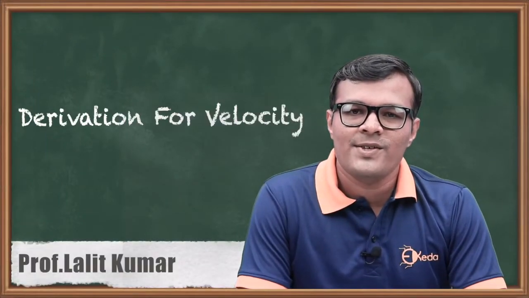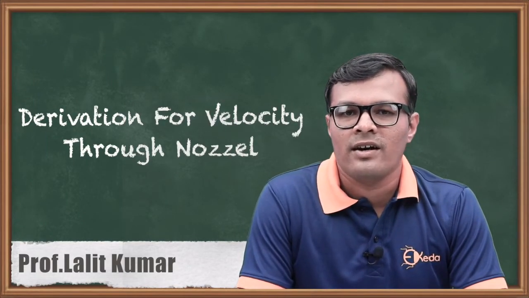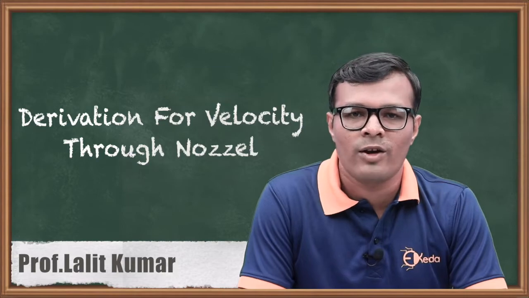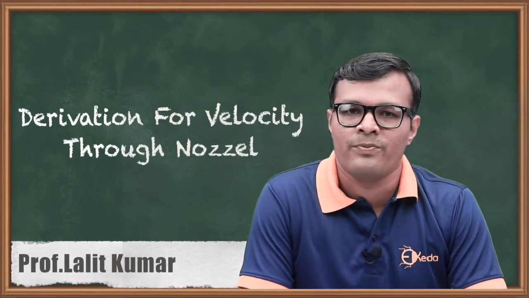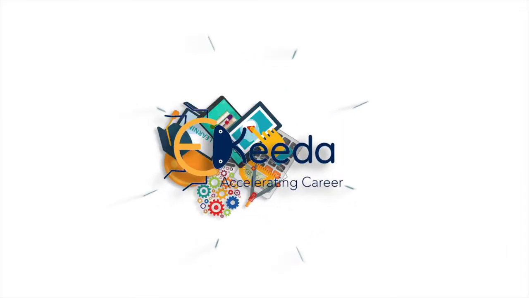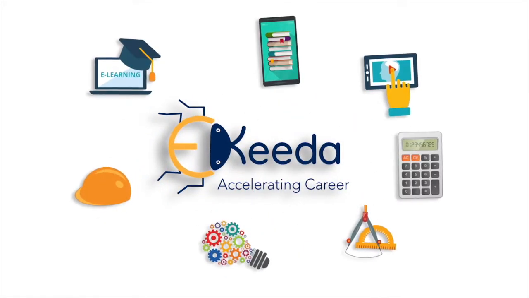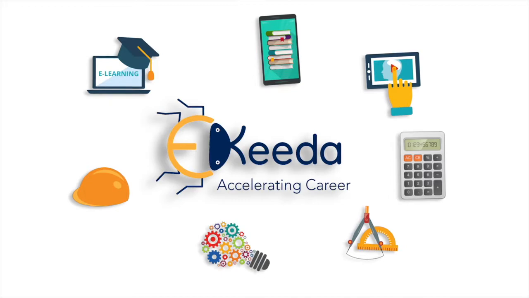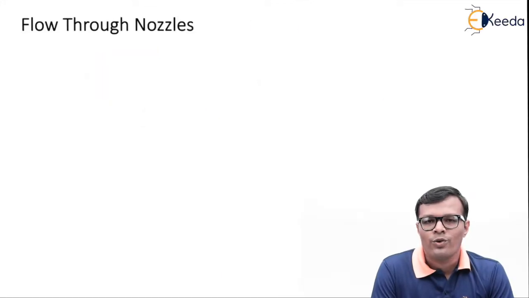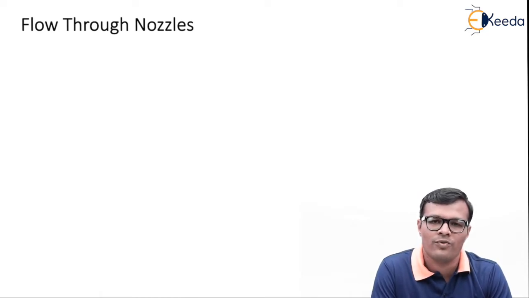Hello friends, in this video we are going to study a derivation to calculate the velocity through a nozzle. So let's come to the video. As we all know, a nozzle is a device in which reduced cross-sectional area increases the kinetic energy of a flow. So we are going to find what will be the velocity after passing through a nozzle cross-section.